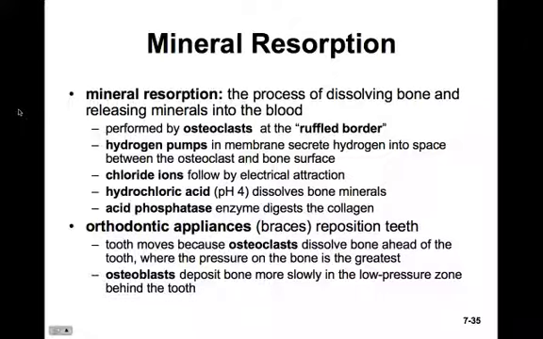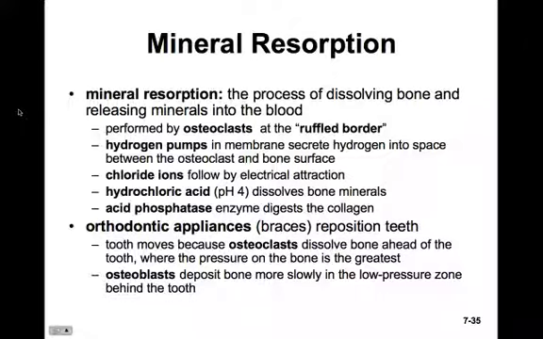Then we'll see acid phosphatase, which is an enzyme that digests the collagen. So osteoclasts do two things. They digest the rebar, the collagen, as well as digesting the bone minerals with hydrochloric acid.